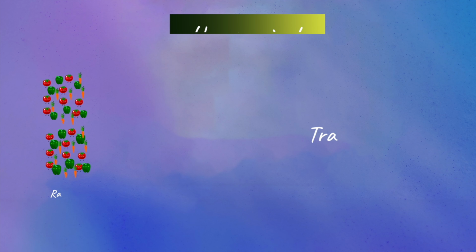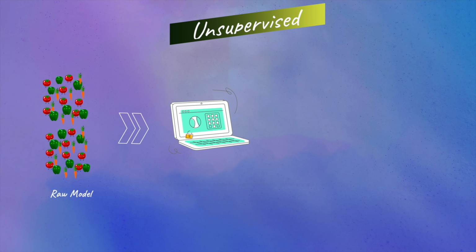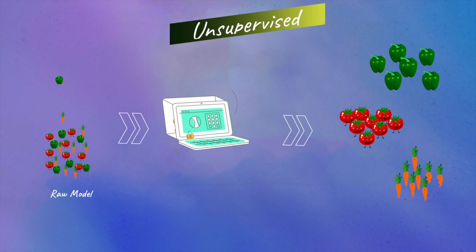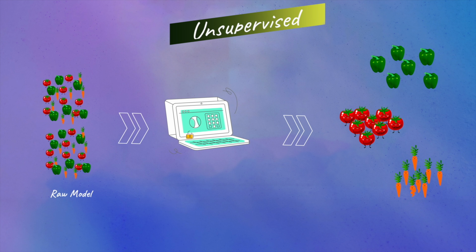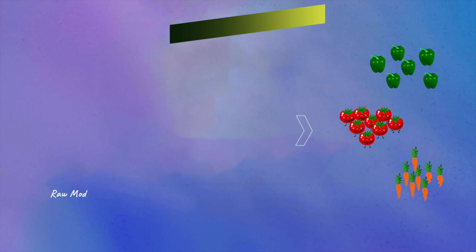But for unsupervised learning models, we can look at the raw data and see if it naturally falls into a group. In the example below, we can see that the model with raw data is fed through an algorithm, and this algorithm actually puts them into clusters, the same clusters as carrots, bell peppers, and tomatoes.